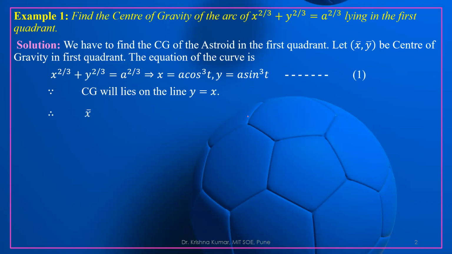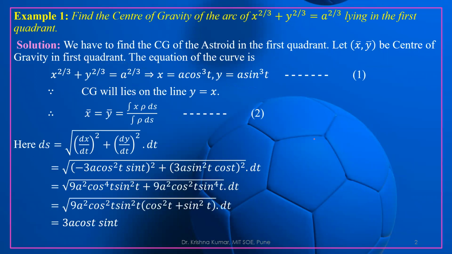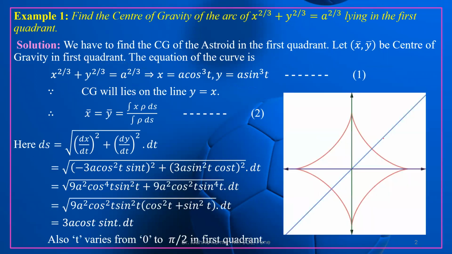Now let us see here. Let us first see what the asteroid is. Okay, this is the asteroid. Now we want to find out, we only consider the first quadrant, this part. We want to find the center of gravity of this asteroid in the first quadrant. So clearly, center of gravity means what? It is the balance point. So the center of gravity of this curve will lie at this point.